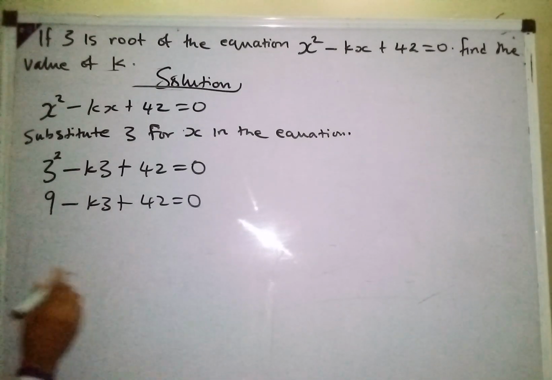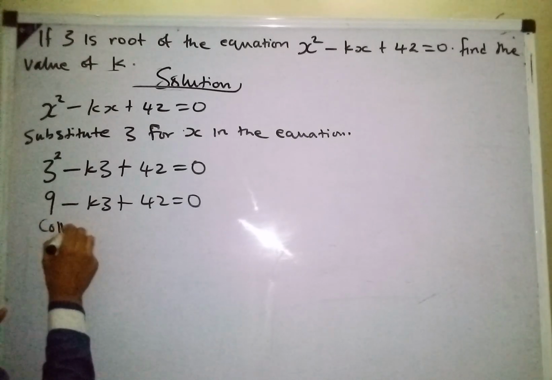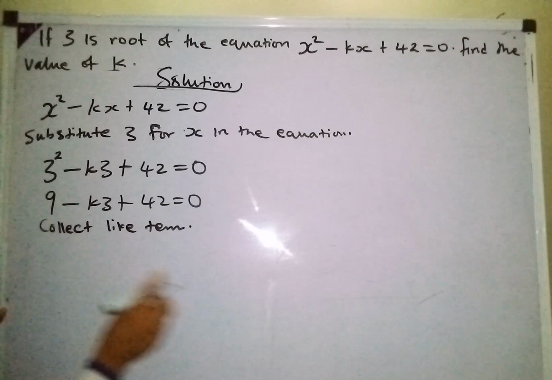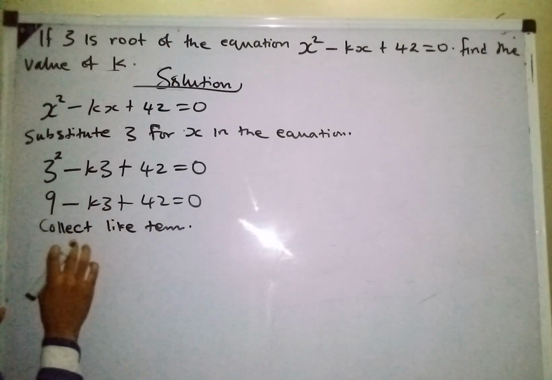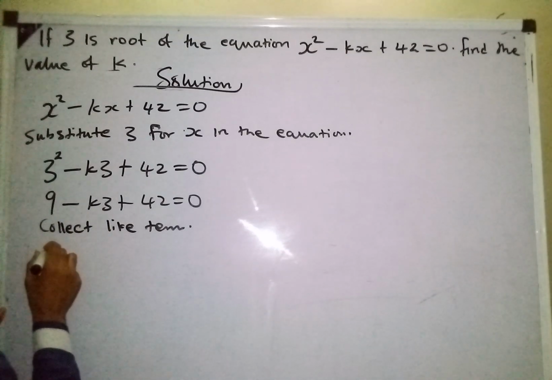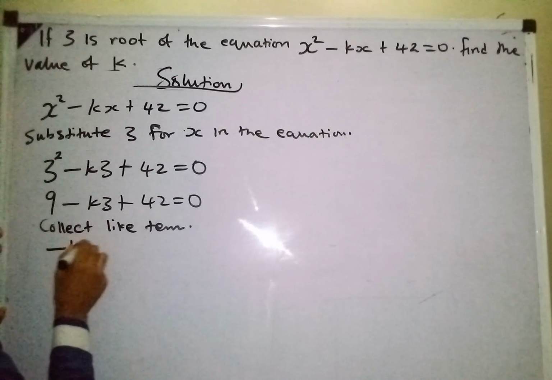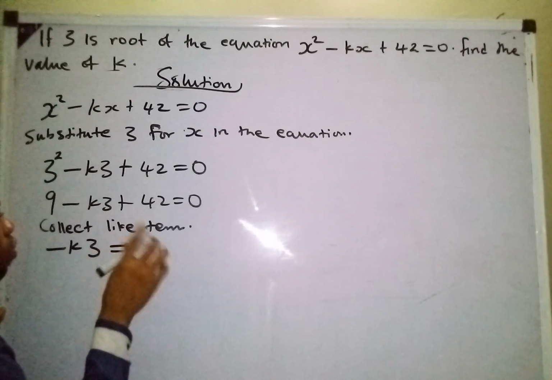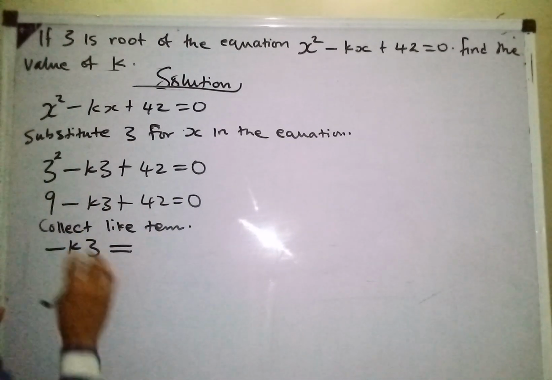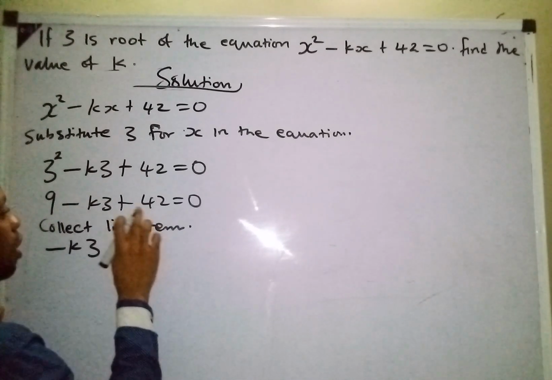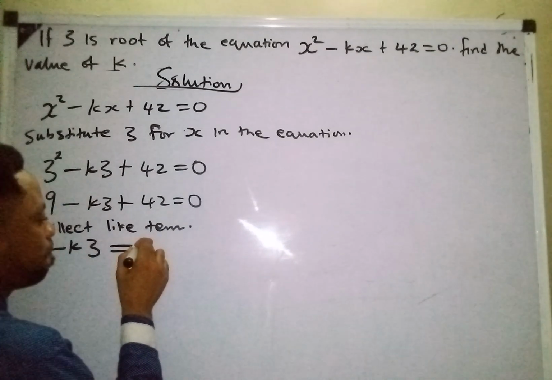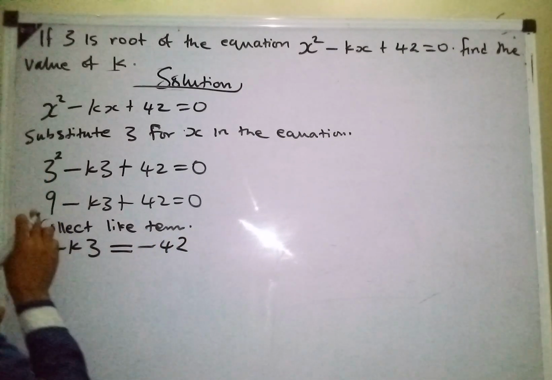In separating them, we can simply say collect like terms. All the numbers that have letters stay on one side, which is minus k3 equals, and we take all the remaining numbers that don't have letters to the other side. Here is plus 42. When it crosses the equal sign, you have minus 42. And here is 9.